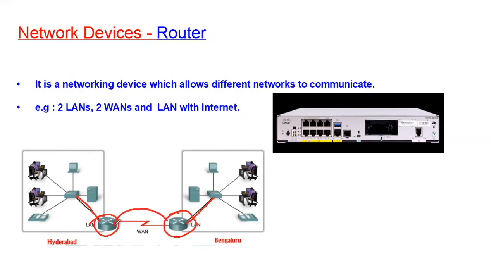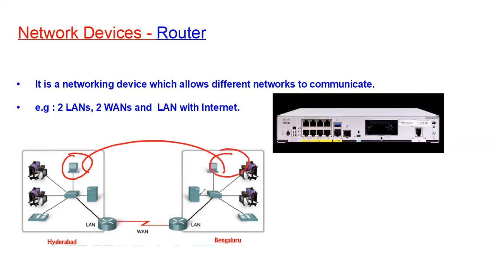Then you will contact the service provider. Service provider will connect these two different routers using WAN link. Then you will configure the routing. You will configure both the routers, and these two different networks will start communicating with each other. So you need to remember one basic point here: whenever you see two different networks and you want to make them communicate, you need the router.